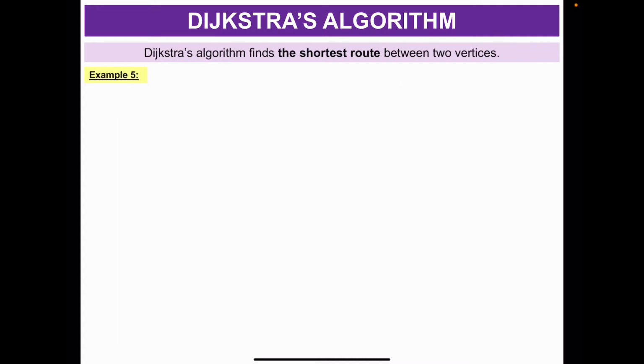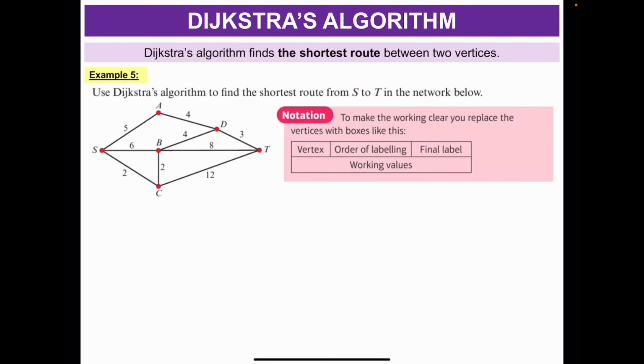So in example 5, they ask us to use the Dijkstra algorithm to find the shortest route between two vertices. In this case, it's between S and T. If the network is given with the vertices A, B, C, D, and they tell you to find the shortest route from B to E, then you will mark the first vertex that you're starting with. The starting point is S, and the terminal point, the final point, is T. That's why they have S and T here already.